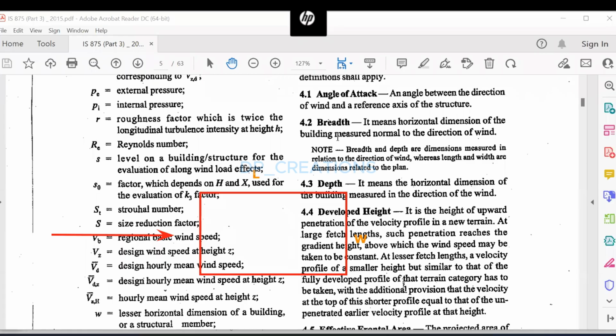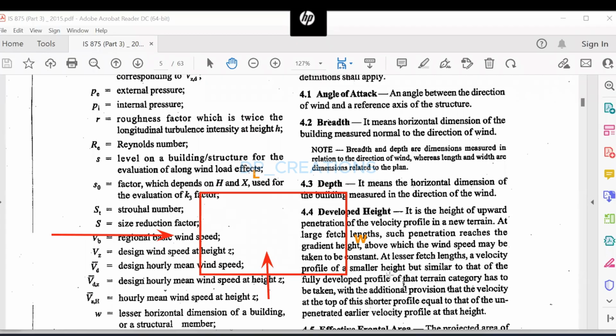Breadth is the horizontal dimension of the building measured normal to the direction of the wind. So if wind is flowing in this direction, then this will be your width and this will be your depth, the dimension in the direction of wind. But if the wind direction is this way, then this will be your width and this will be your depth. So breadth and depth vary based on your wind direction. Perpendicular to the wind direction is your breadth, and parallel to the wind direction is your depth.